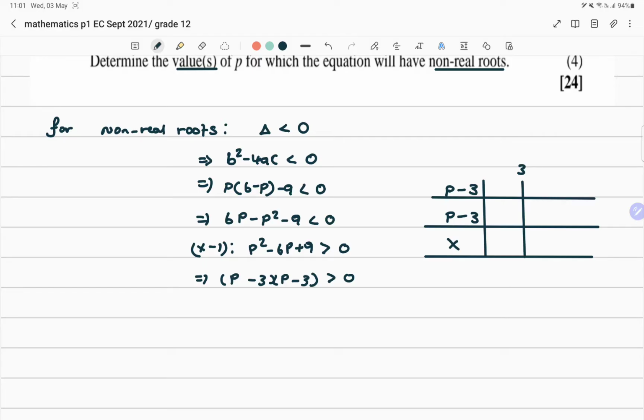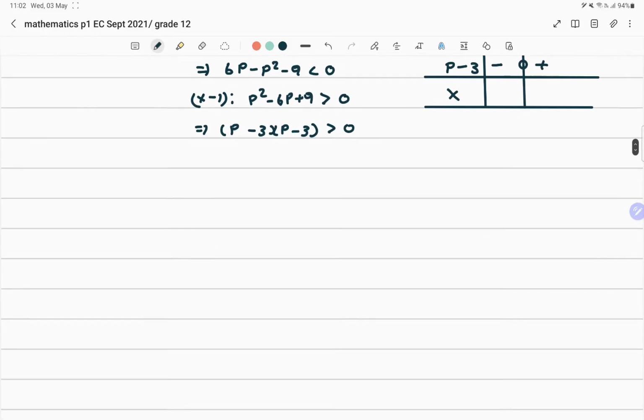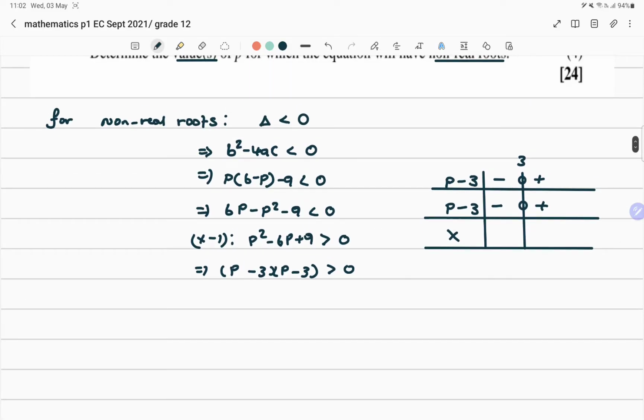Now when P is 3, we get 0, right? So we've got zeros here for each binomial factor. Then when we use a number less than 0, say minus 1, this one becomes a negative. Then when you use a number greater than 3, this becomes a positive. And this happens for both, okay? Because they are exactly equal. Then now let's do the product. Negative times negative is a positive. This is 0. This one is a positive.